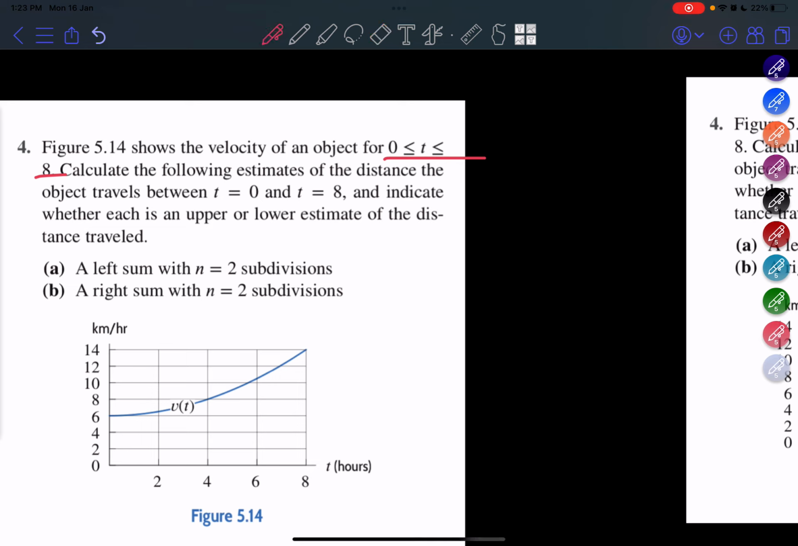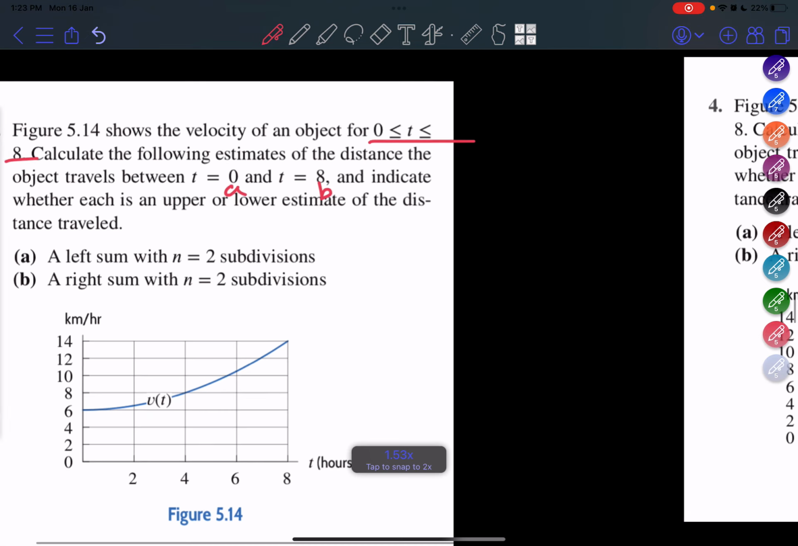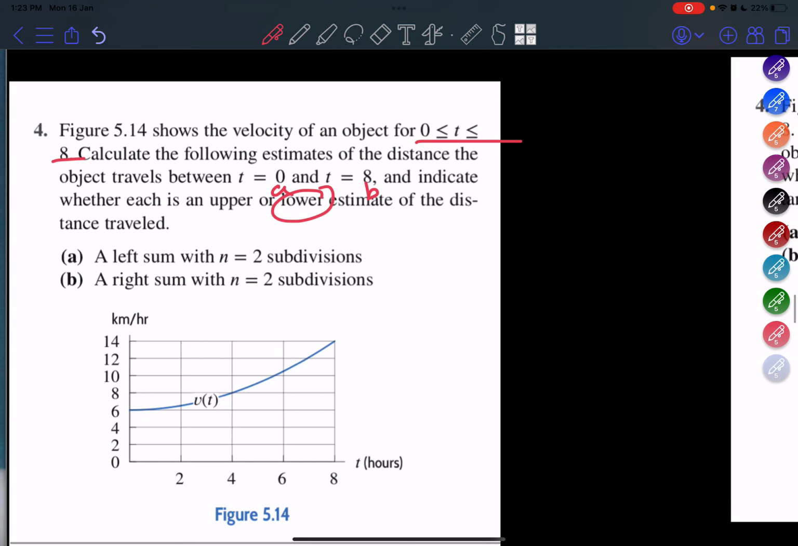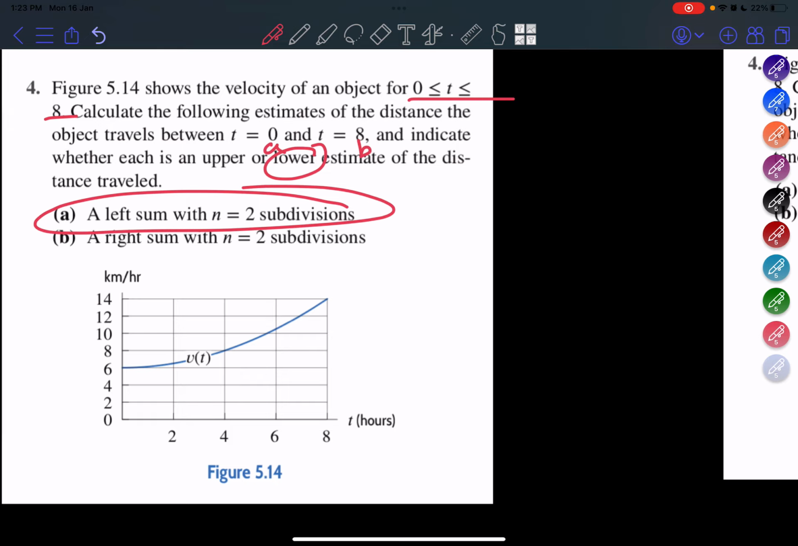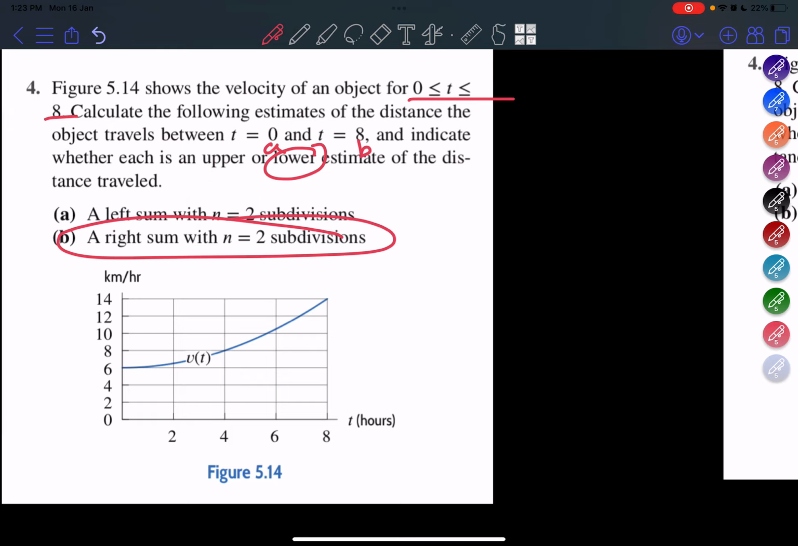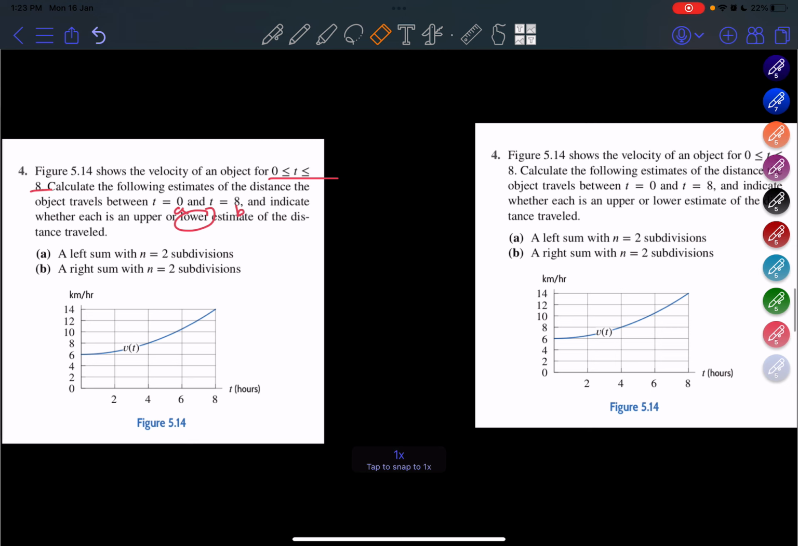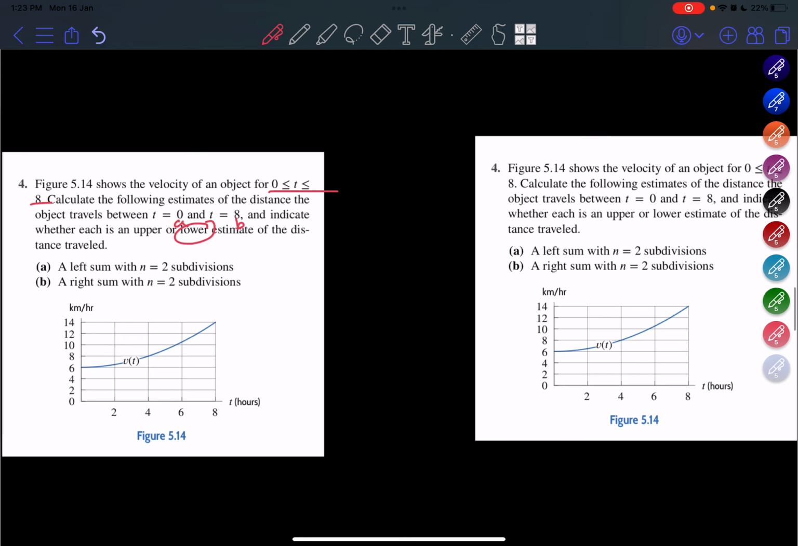As we said, this will be A, this will be B. And indicate whether each is an upper or lower, it's not underestimate, it's lower estimate of the distance traveled. Same idea. Okay, so they want us to solve it twice. One time we will use the left sum, the other time we will use the right sum, and this is why we have the same question repeated twice, so that we can solve it both ways.